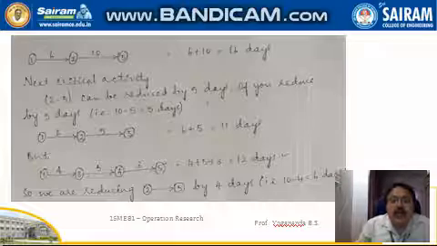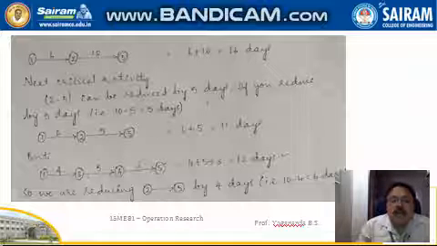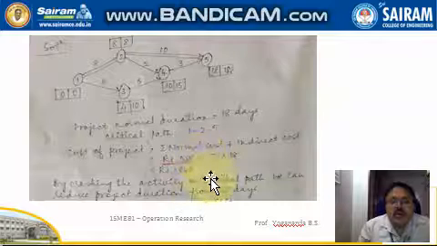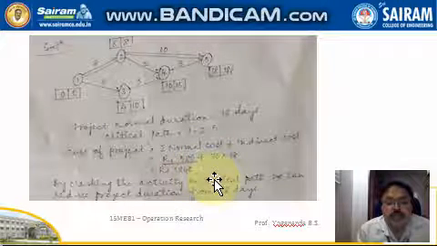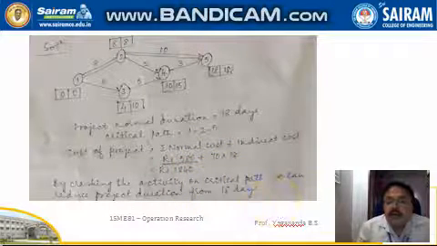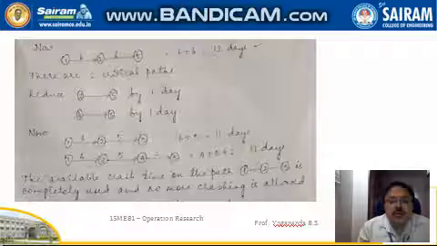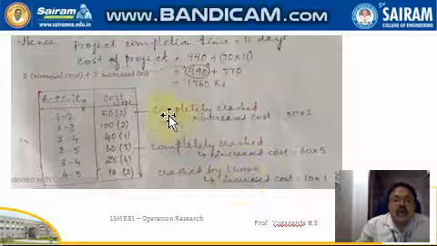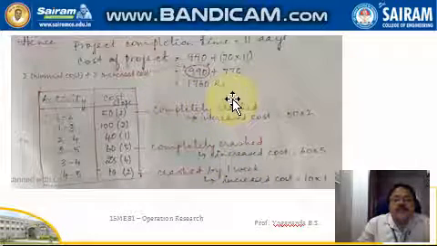So earlier it was calculated as project completion time is 16 days, and the cost is now this. But now the project completion time and the final cost of the project is this.